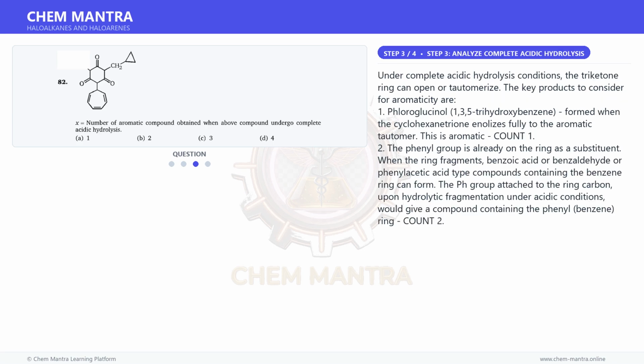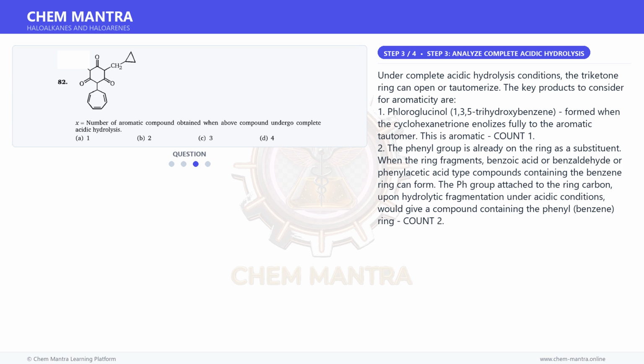Under complete acidic hydrolysis conditions, the trione ring can open or tautomerize. The key products to consider for aromaticity are: 1. Phloroglucinol, 1,3,5-trihydroxybenzene, formed when the cyclohexanetrione enolizes fully to the aromatic tautomer. This is aromatic count 1.